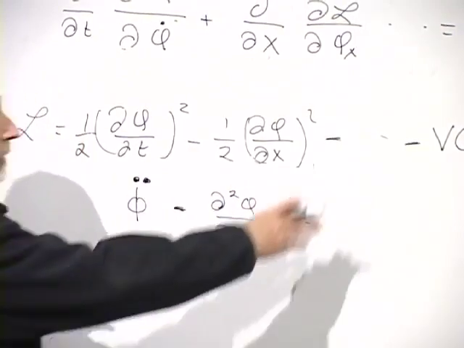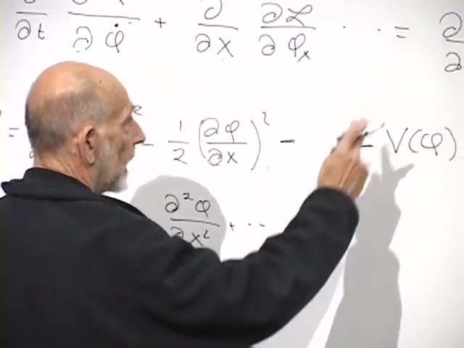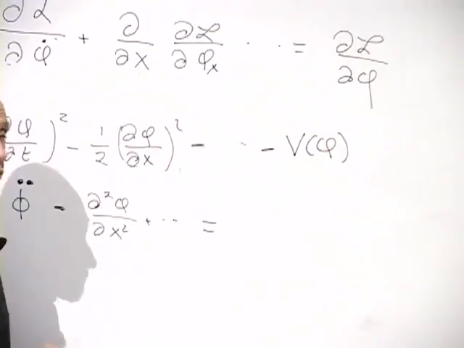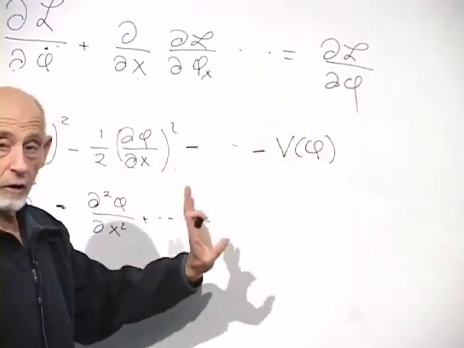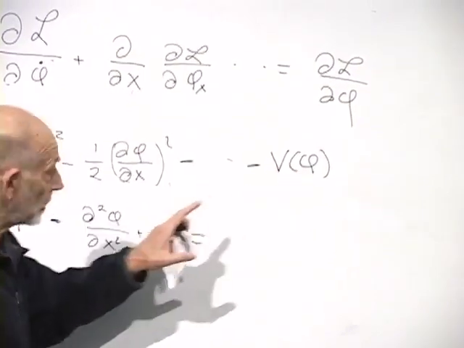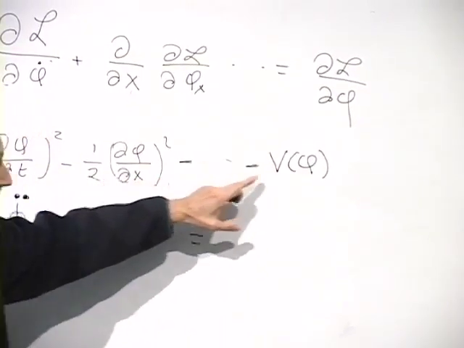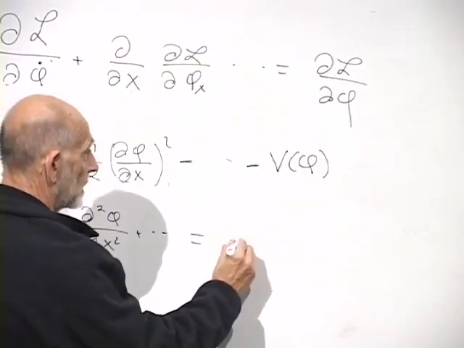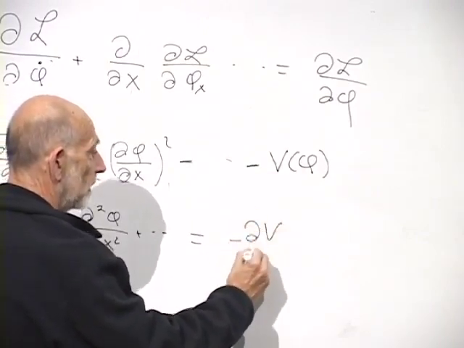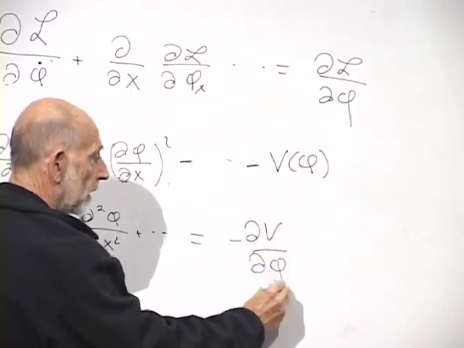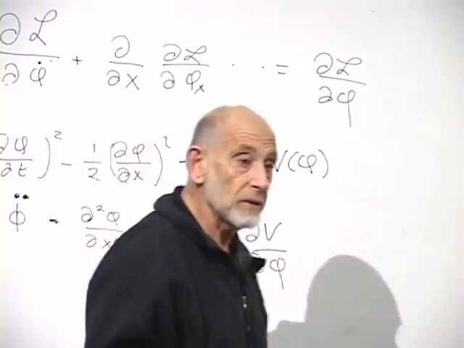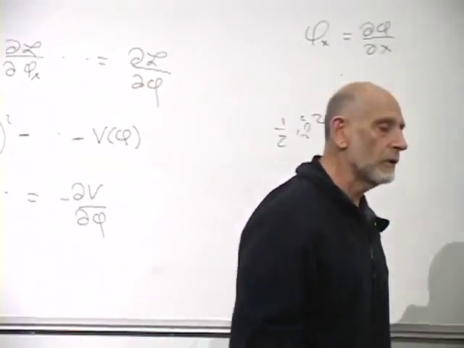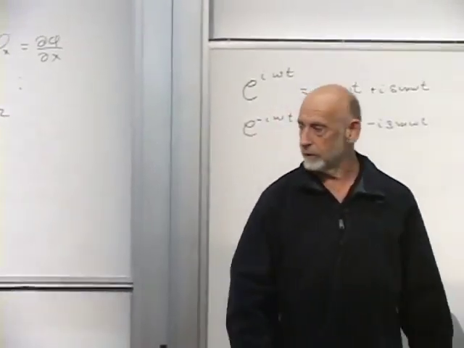And then on the right-hand side, we have the derivative of the Lagrangian with respect to phi. The only place where phi itself occurs, undifferentiated, is in V of phi. So what we get on the right-hand side is minus the derivative of V with respect to phi. That's the form of the field equation for a very, very simple scalar field.